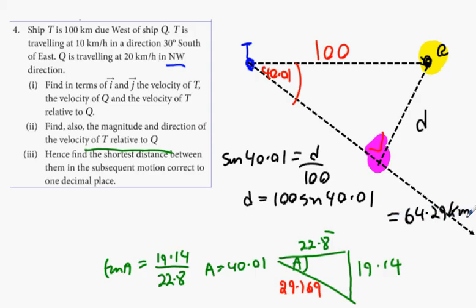How long does it take for this to happen? I could find out the length from here to here, couldn't I? And what do I need to divide that length by once I get it? That's the distance divided by the speed. What's the speed? 29.769. And I find out how long it took for that to happen.